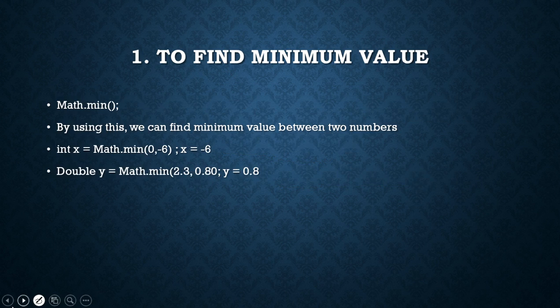Number one, to find the minimum value. Suppose I give you 3 comma 4, what is the minimum value? We obviously know it is 3. We can also write an if condition to take the minimum value, but there is an inbuilt method, math.min. If we use this, we'll get the minimum value of any two numbers. If I take x comma y, it will give either x or y as the minimum value, depending on the values you input.